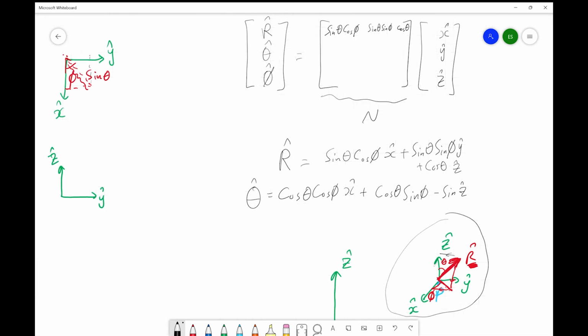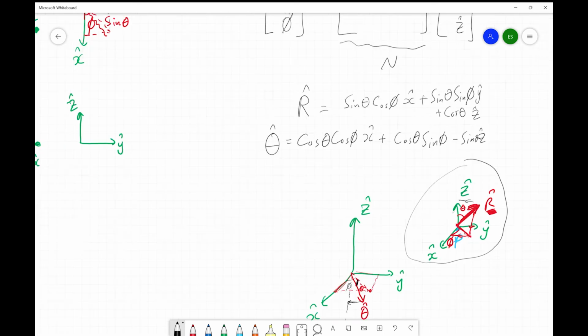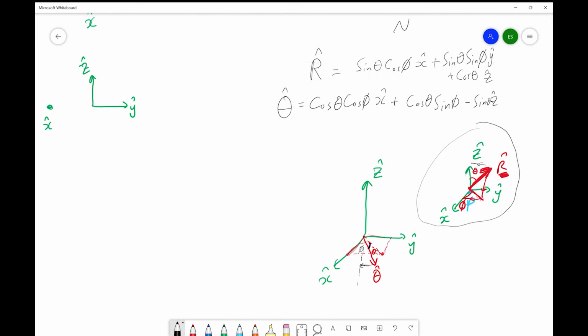So the second row is going to be cosine theta cosine phi, cosine theta sine phi, minus sine theta. You have to do this once from geometry, and then you can use it without having to do it again. But I would recommend you always do this once.